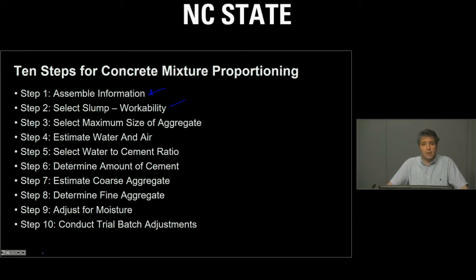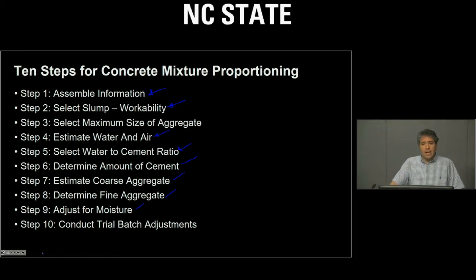Then we go to step number 3, that we want to choose maximum size of the aggregate. Now, here we need a little bit more, of course, information about, for example, the type of element, the rebar, the spacing between the rebar, and so forth. We then go to estimate the water and air, select the water to cement ratio, and determine the amount of cement, estimate the coarse aggregate, determine the fine aggregate, and finally, adjust for moisture and conduct trial batches and do any necessary adjustments to that if required.